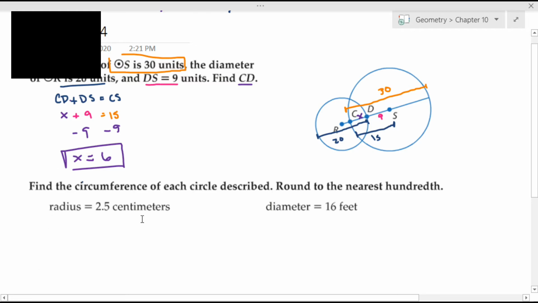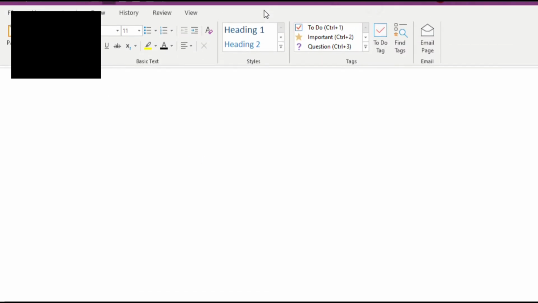Okay, good. All right, and then find the circumference of each circle. These are just other random examples. Find the circumference of each circle described. So the radius is 2.5. So we're just going to plug it in. We know circumference is equal to 2 pi r. So I'm plugging in my radius is going to be 2.5. So C is equal to 2 pi times 2.5. 2 times 2.5 is 5 pi.